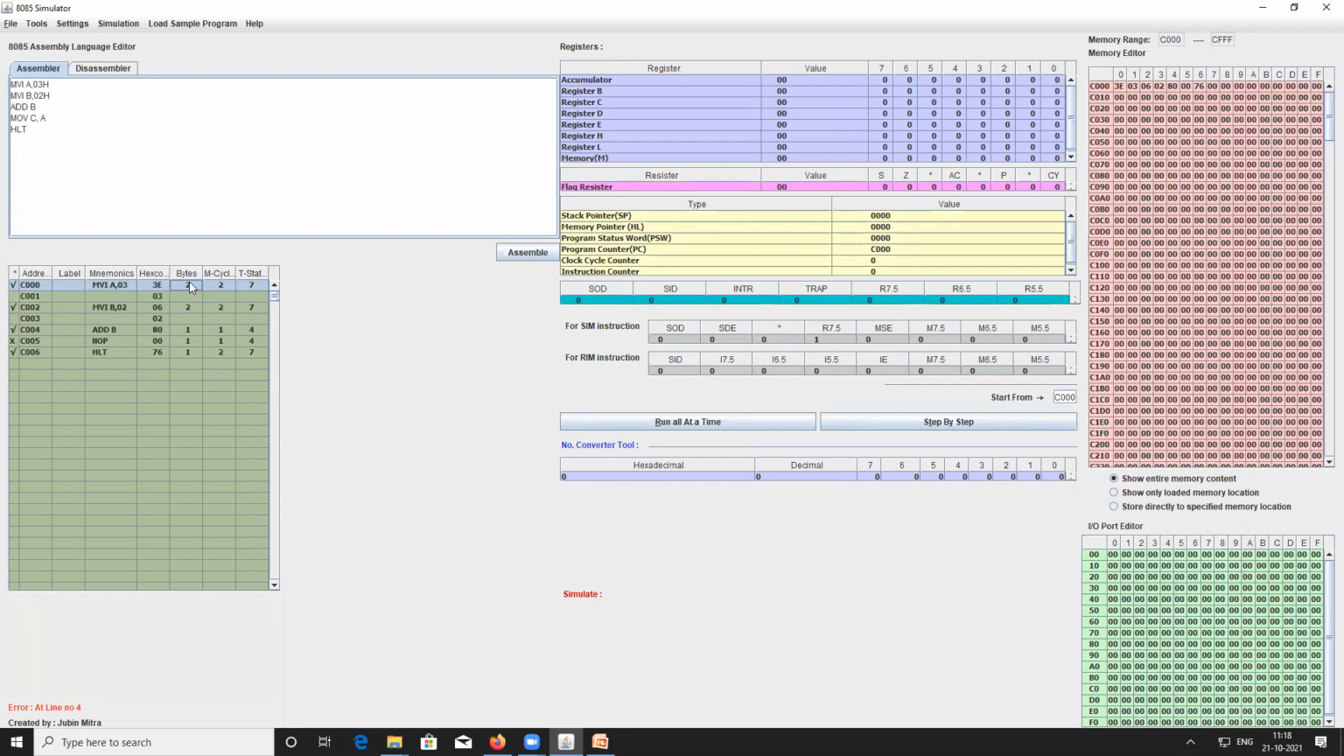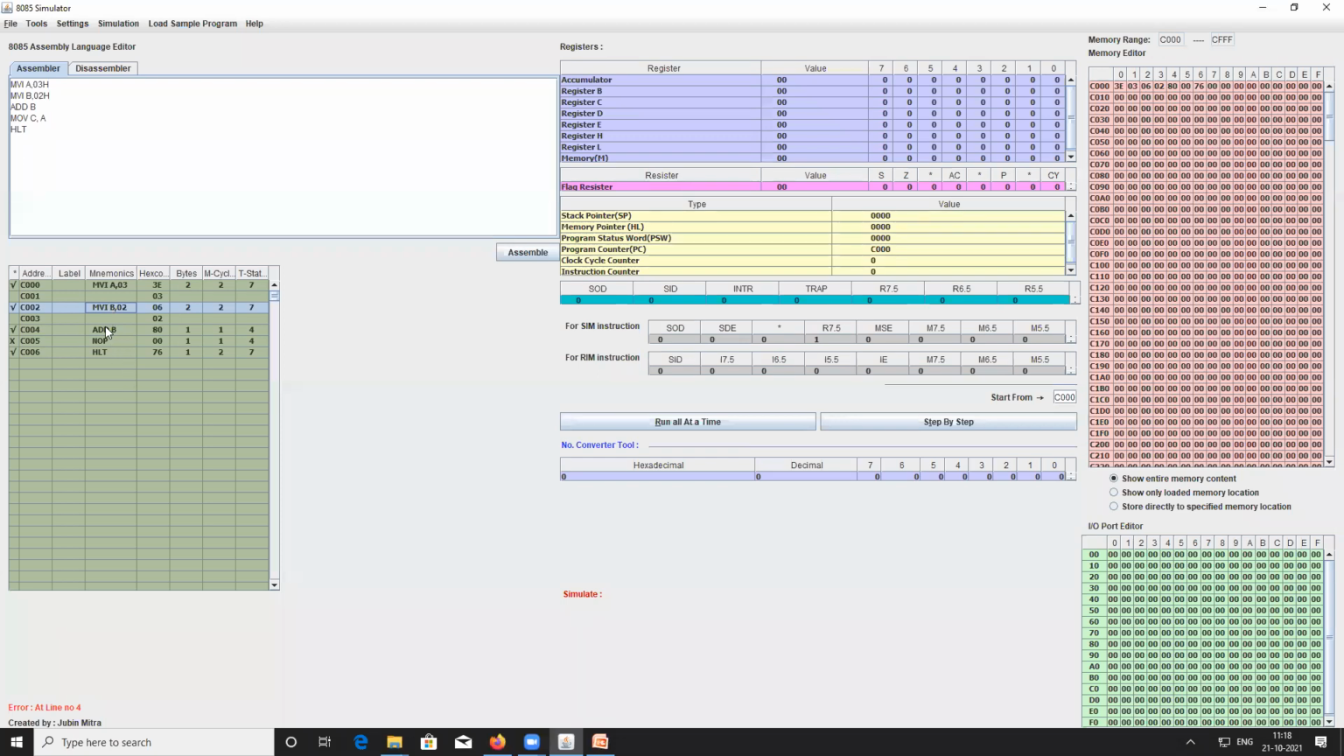If there is an online examination and they ask whether MVI A,03 is a 1-byte or 2-byte instruction, it is a 2-byte instruction. Remember this. C000 contains 3E and C001 contains 03. After that, MVI B,02. The opcode of MVI B is 06, and 02 is the value stored into the B register.